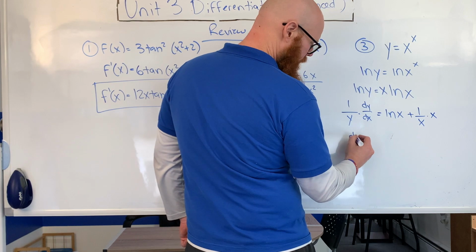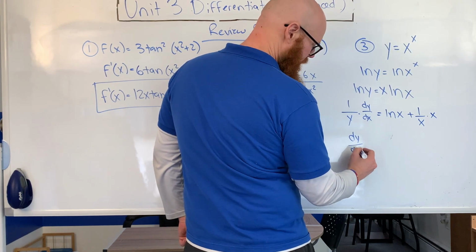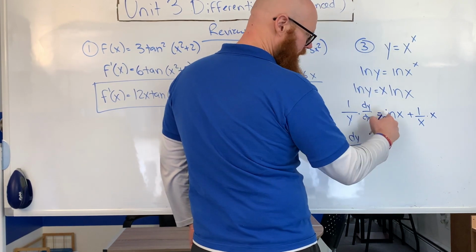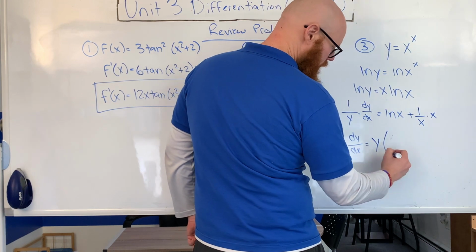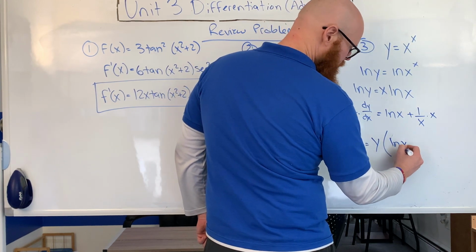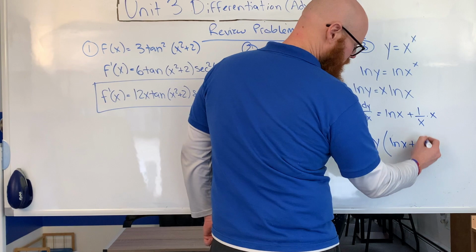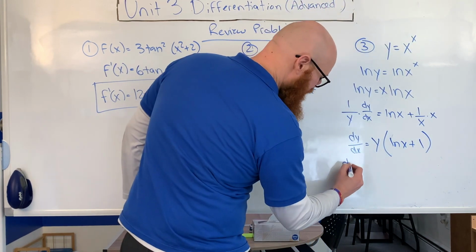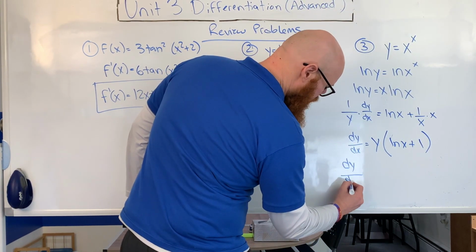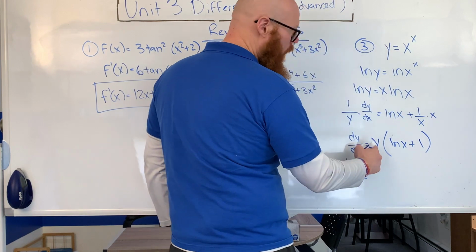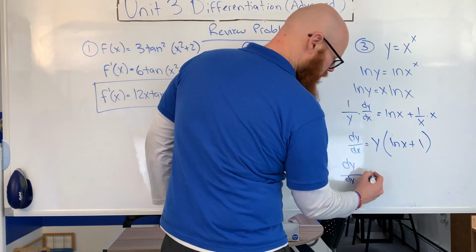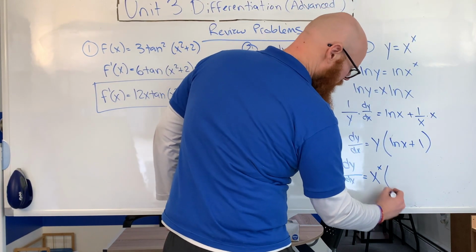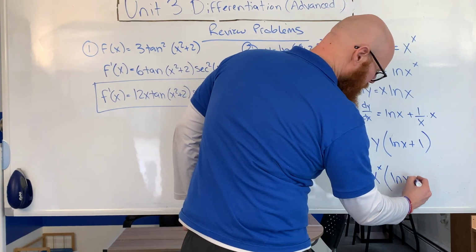So I'll do a couple things here. I'm going to get dy dx by itself. I'm going to multiply this side by y. And then I have ln x plus these x's cancel to give me 1. And finally, our final answer is going to look like this. dy dx is y, which is really x to the x, so I'm going to substitute it back, times ln of x plus 1.